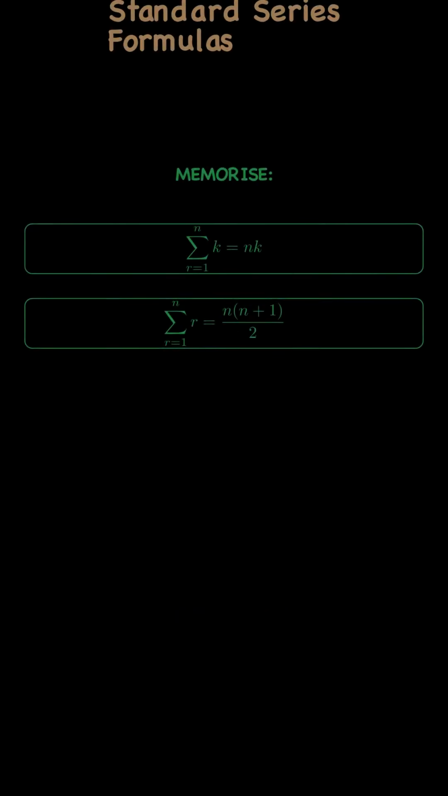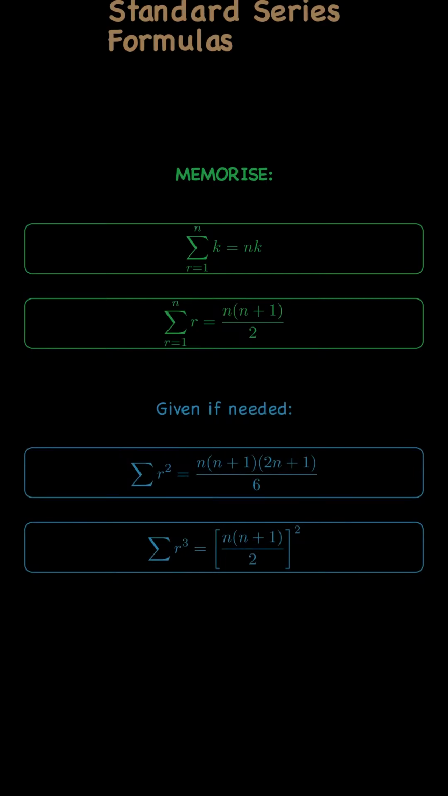Here are the 4 standard series formulas. The sum of a constant k from 1 to n is nk. The sum of r from 1 to n is n times n plus 1 over 2. These two must be memorized. The sum of r squared and the sum of r cubed. These will be given in the exam if needed.